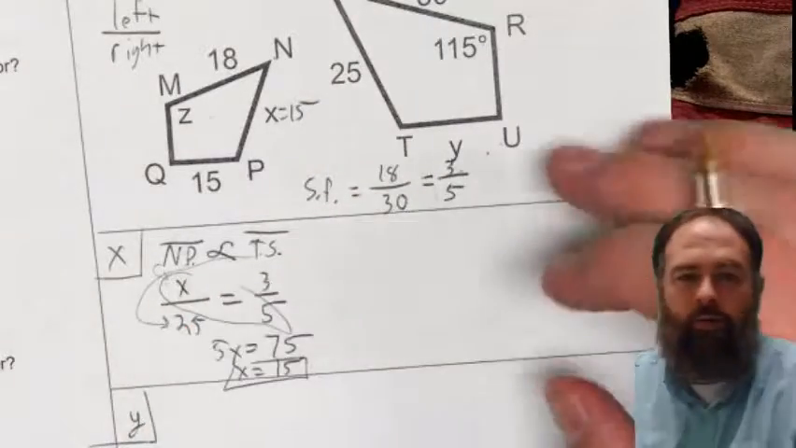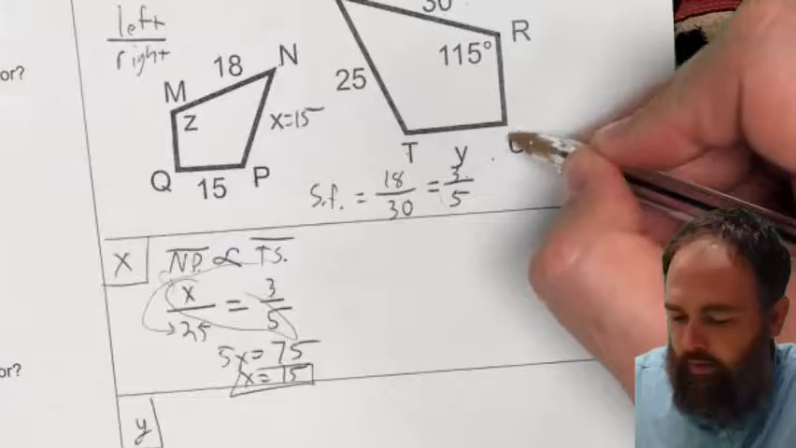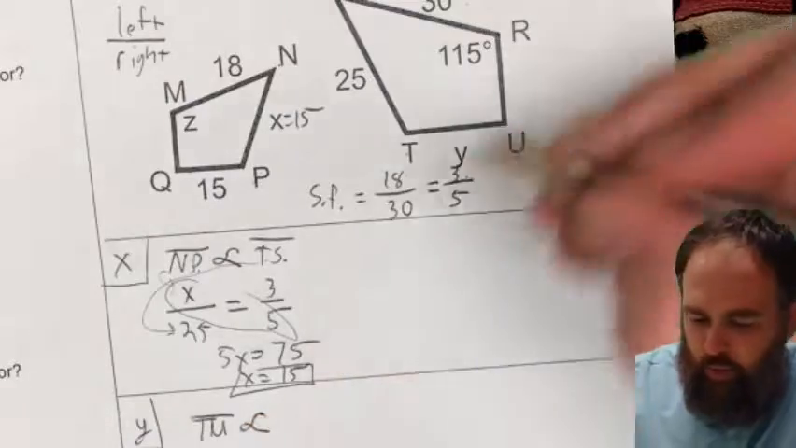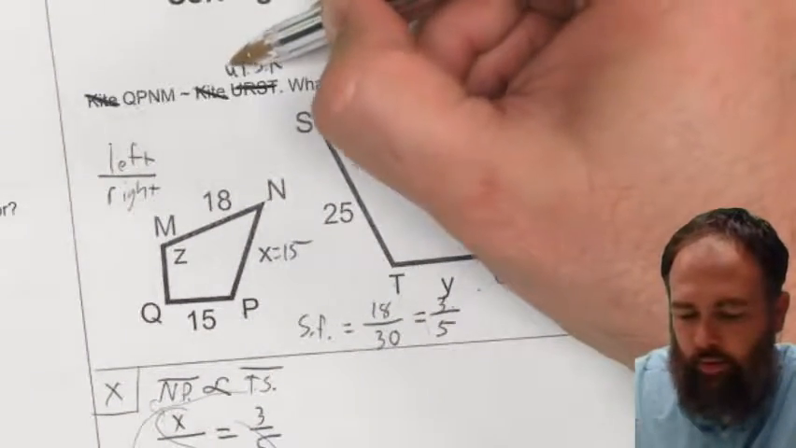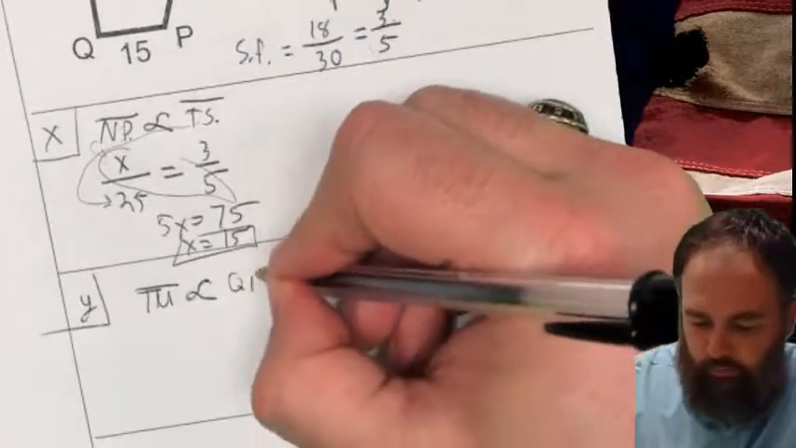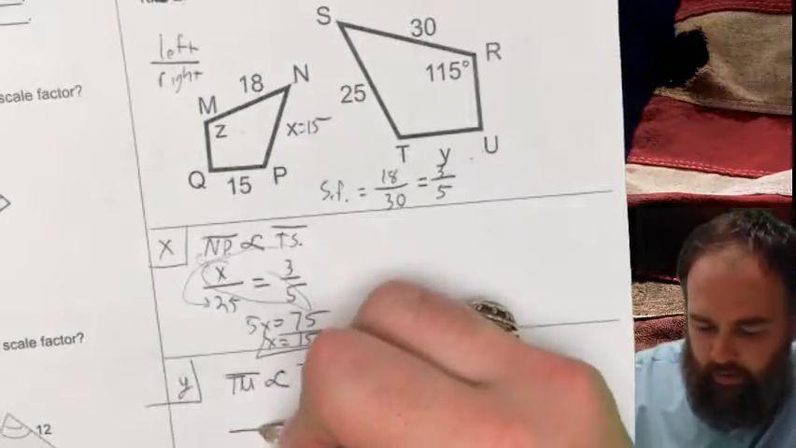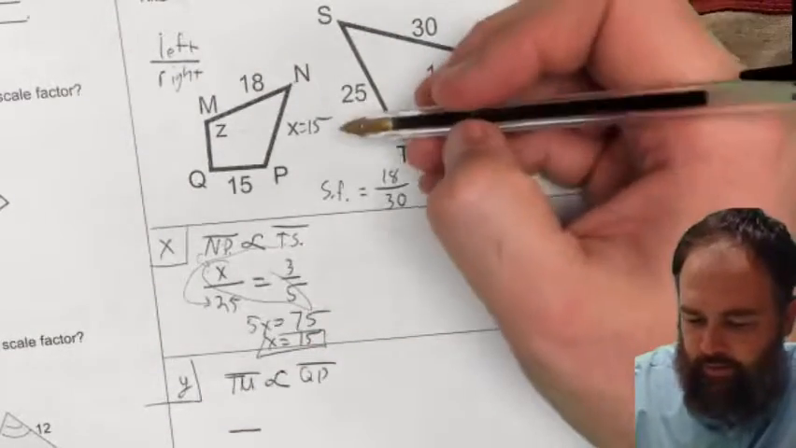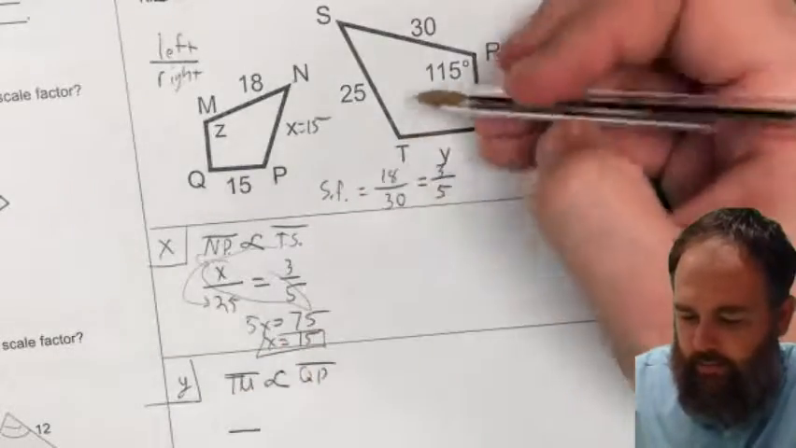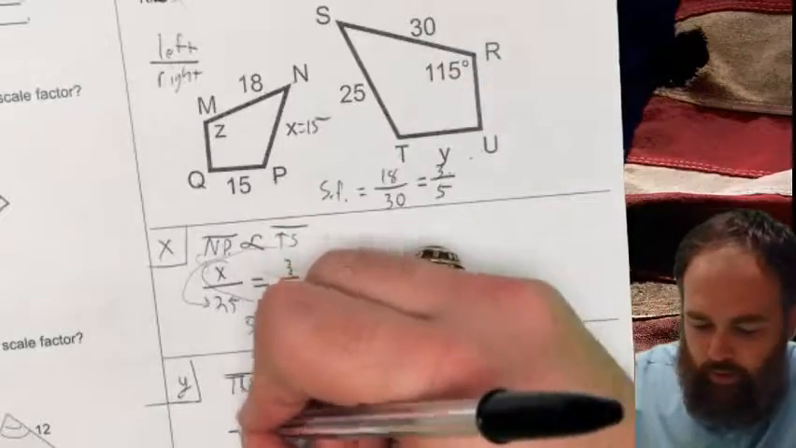Let's try y, and hopefully I can explain it better this time. All right, y comes from TU, and TU is proportional to, looking at my roadmap up here, UT is right here, so that's going to be QP. Now I'm going to make a fraction out of these two. The one from the left is going to go first. Even though I wrote TU here on the left, I still need to make sure that the shape on the left is always going on top because I always have left over right. So that's QP. QP is going to go on top.